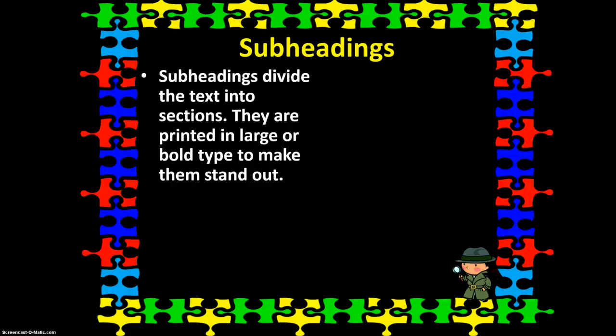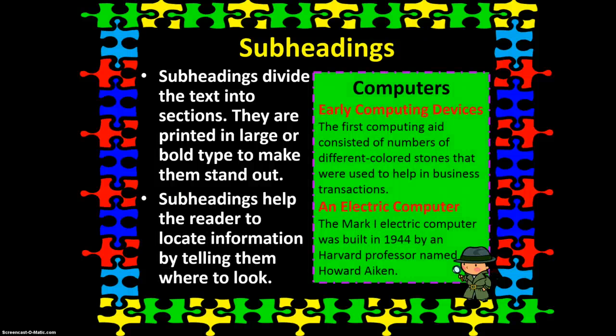So they're printed in large or bold to make them stand out. And subheadings can help the reader to locate information by telling them where to look. So if we look here, we have computers, which we talked about, is our heading. But if you notice, there are two other parts that are larger and in bold, and they stand out. Early computing devices and an electric computer, and those are called our subheadings.